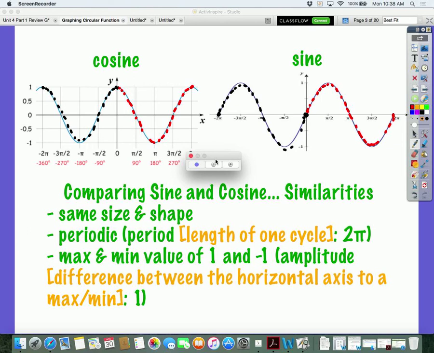Now your amplitude won't always be 1 when you're dealing with these different trig functions, but your basic parent functions, their amplitudes are 1, okay? And by horizontal axis, it won't always be your x-axis, okay? Sometimes the graph can move up, sometimes the graph can move down, okay? You can also look at amplitude as half the distance between your max and your min. That's another way you can look at amplitude. Or again, basically the difference between that midline to a max or that midline to a min. Questions on this?